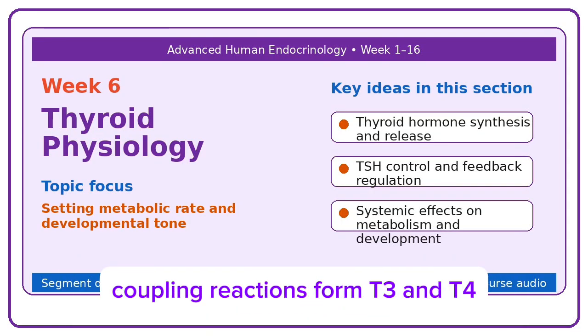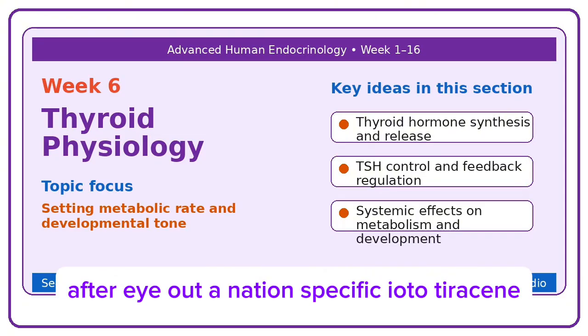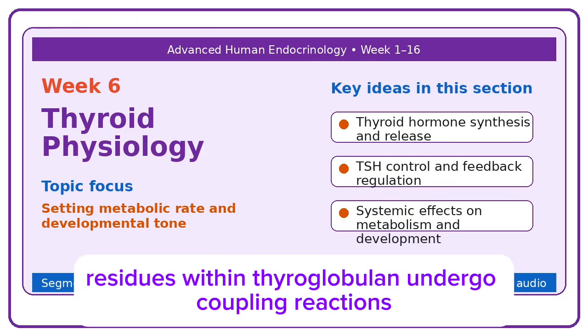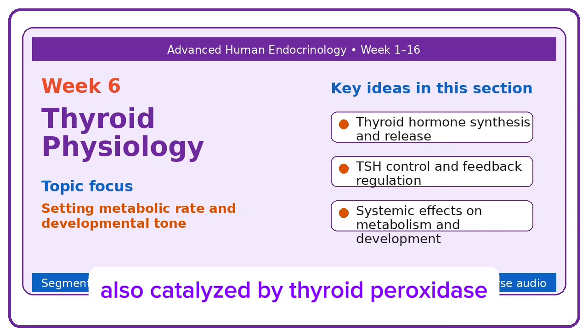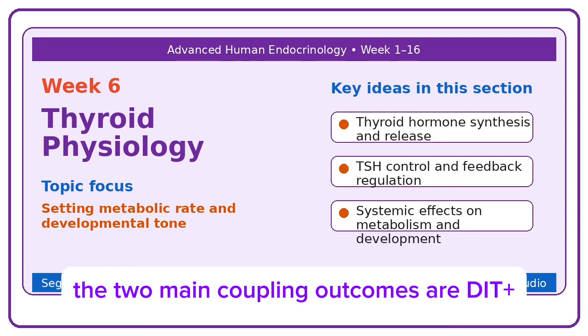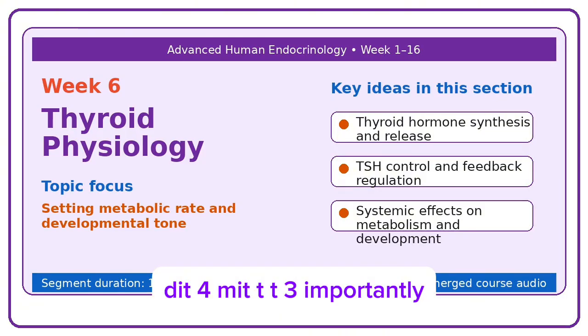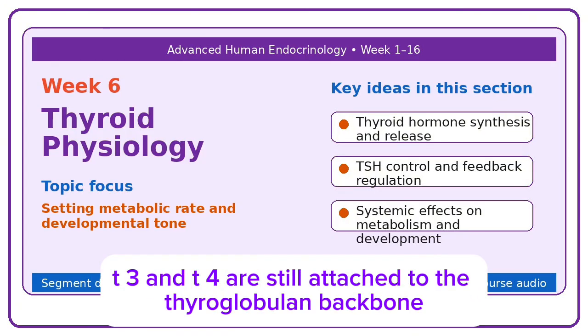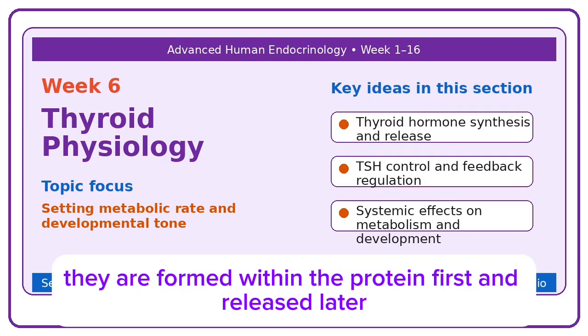5. Coupling reactions form T3 and T4. After iodination, specific iodotyrosine residues within thyroglobulin undergo coupling reactions, also catalyzed by thyroid peroxidase. The two main coupling outcomes are DIT plus DIT giving T4, and DIT plus MIT giving T3. Importantly, T3 and T4 are still attached to the thyroglobulin backbone at this point. They are formed within the protein first and released later.